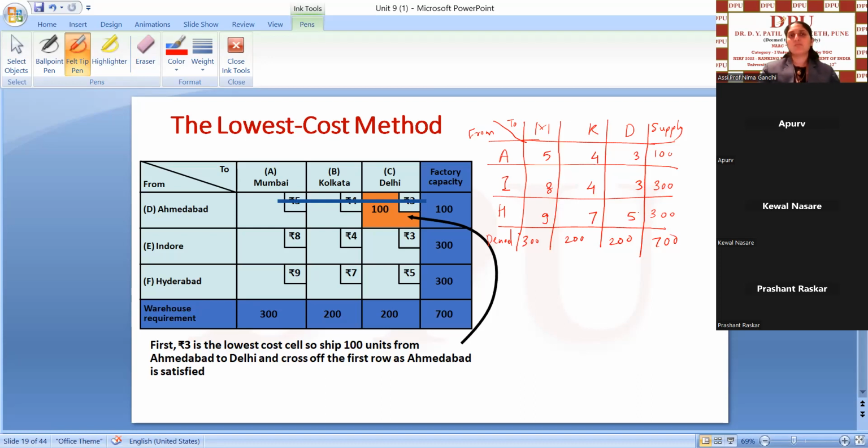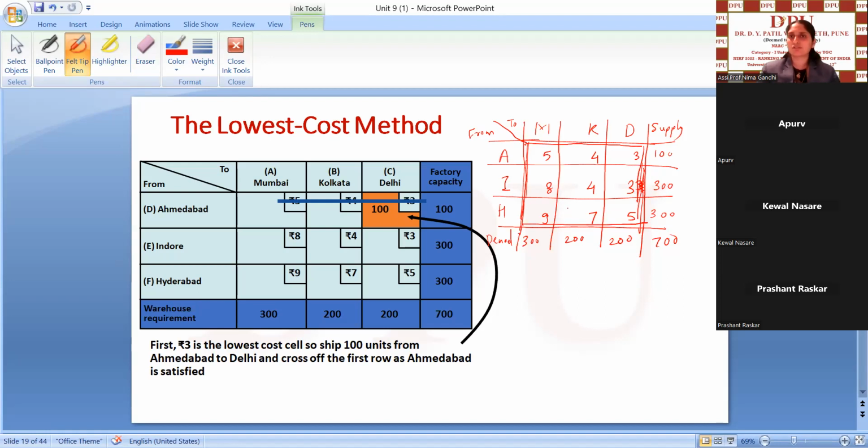Now, the name of this method is the lowest cost method. You're starting with the lowest cost from the matrix. I've already told you where we do the allocation. We do the allocation in these cells. Sorry, I'm writing 3 here again. So we'll do the allocation here. Ignore this.